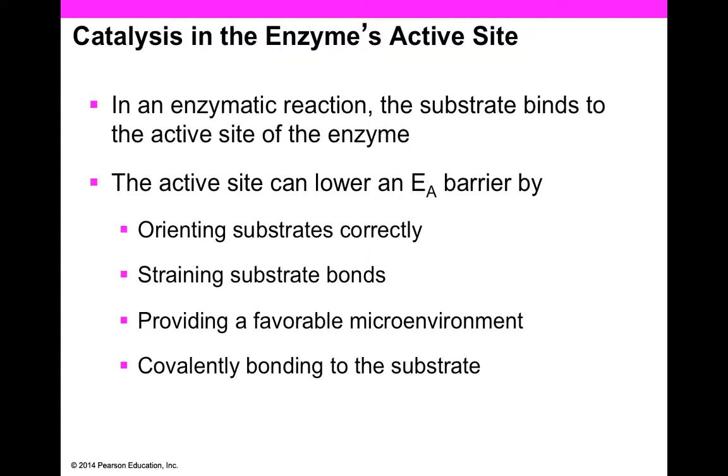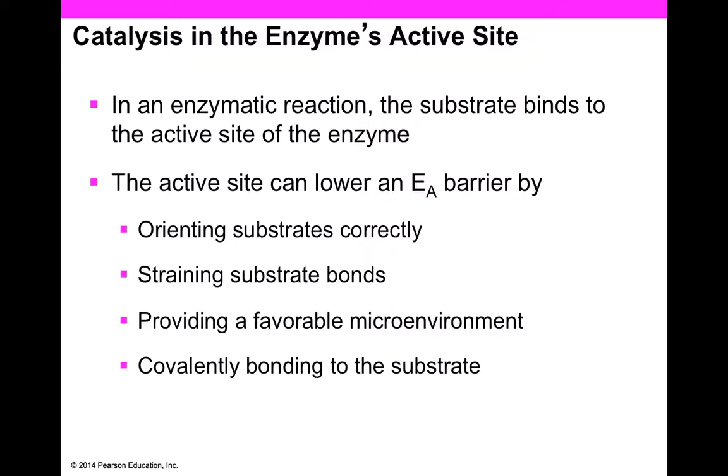So the design of the active site is instrumental in lowering the activation energy. If you have multiple substrates, let's say you're creating a bigger molecule, making sure the substrates are in the correct position can help the reaction go faster. Straining substrate bonds can make it easier to break a polymer into monomers. Even making sure it's in its optimal condition, pH, temperature, salt concentration, etc., can help the reaction go faster.